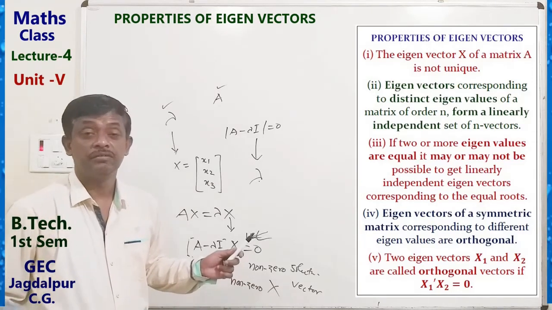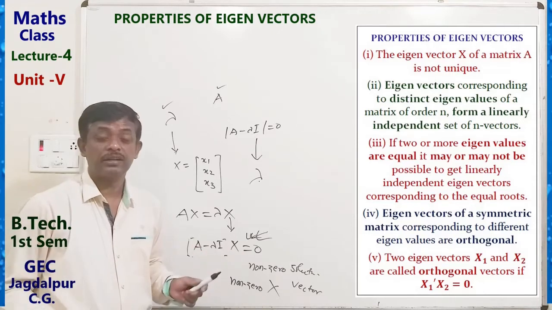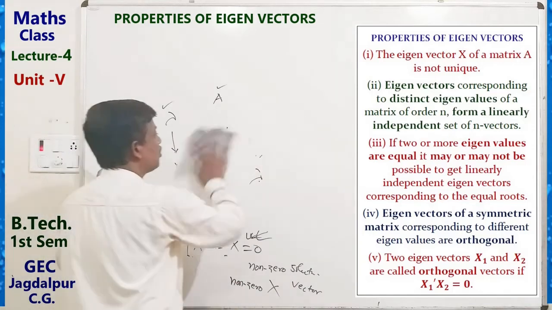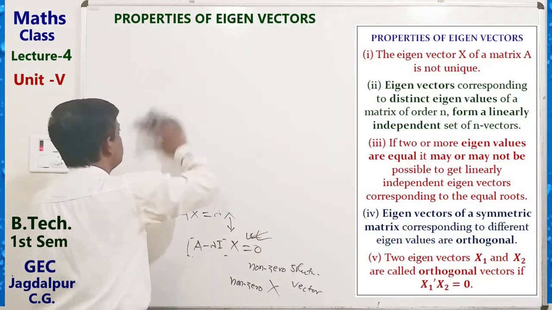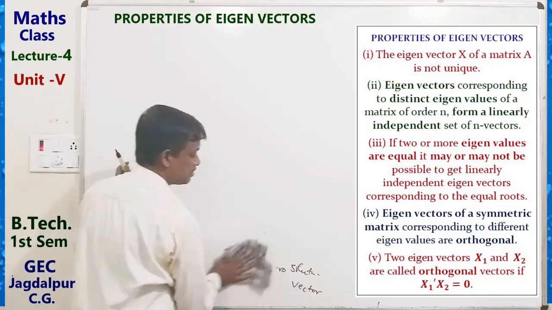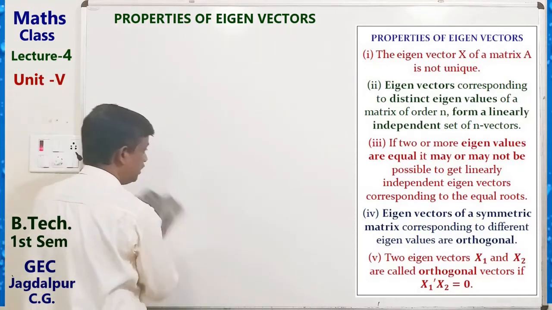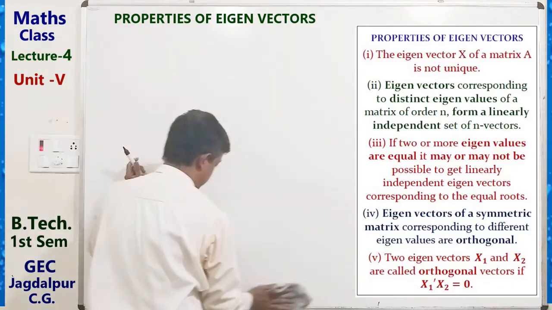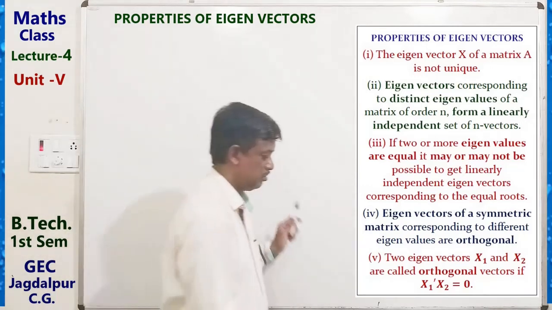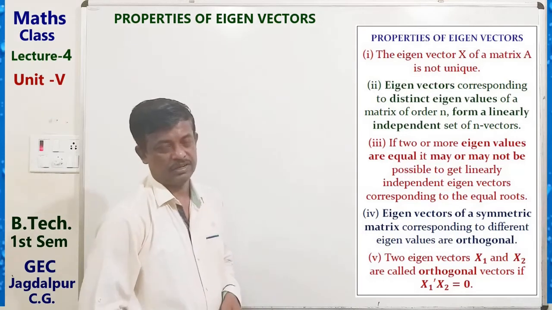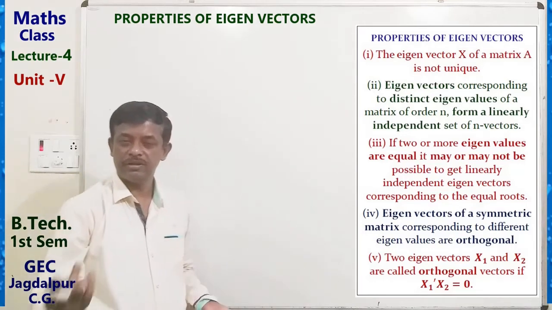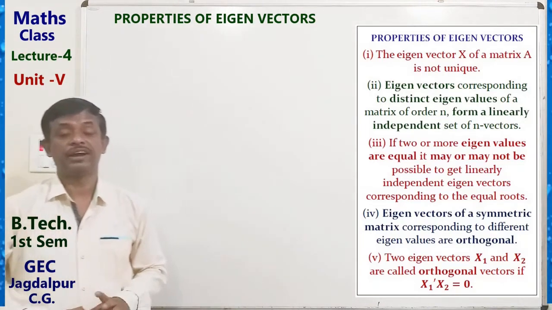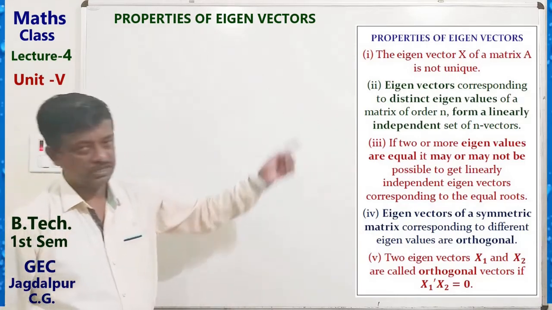Finding eigenvalue and eigenvector of a matrix is known as the eigenvalue problem. So what is the eigenvalue problem? It means finding eigenvalues of a matrix and eigenvectors of the matrix corresponding to each eigenvalue. The characteristic equation will give eigenvalues and the simultaneous homogeneous equations will give eigenvectors. So here are some properties of eigenvalues and eigenvectors. Note this down, very important.